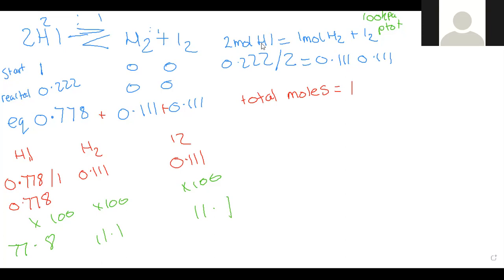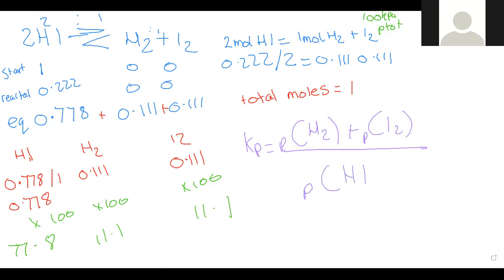Now we want to get the calculation. So we've got Kp equals the partial pressure of H2 multiplied by the partial pressure of I2, over the partial pressure of HI to the power of 2. So let's insert our values into this. Partial pressure of H2 is 11.1 multiplied by 11.1 over 77.8 to the power of 2.